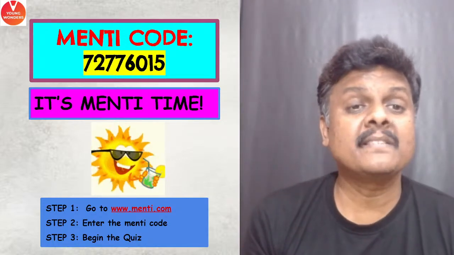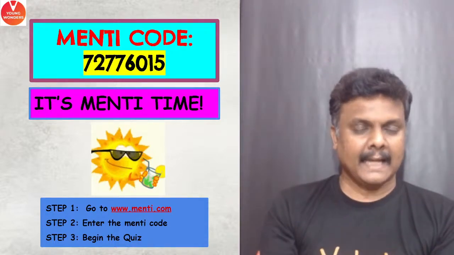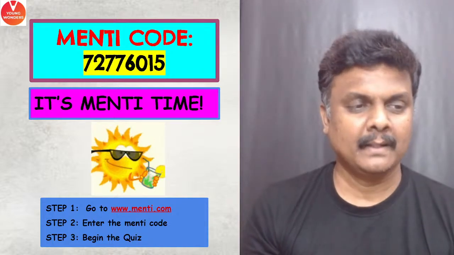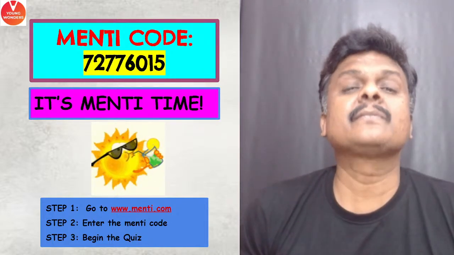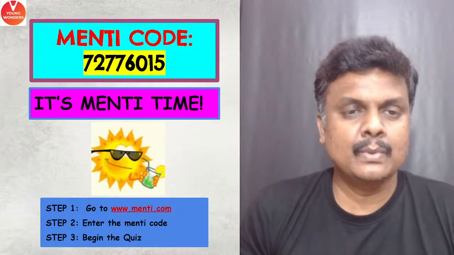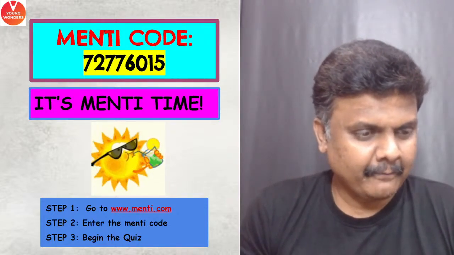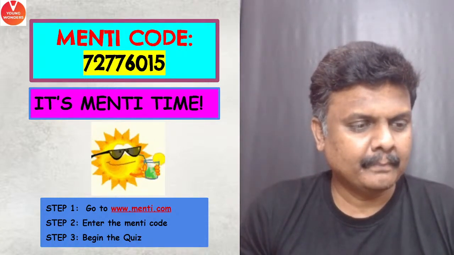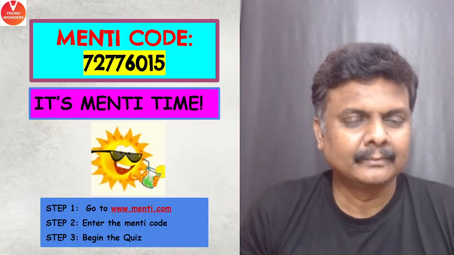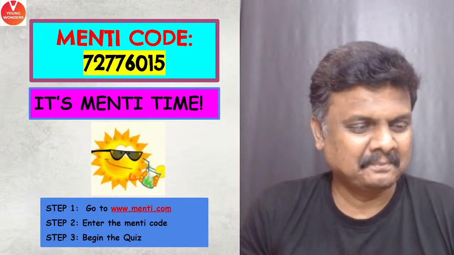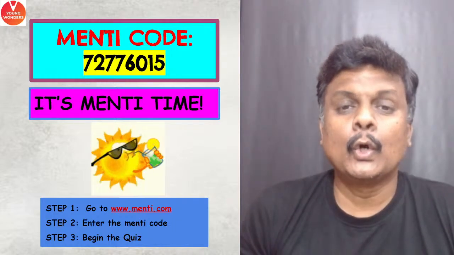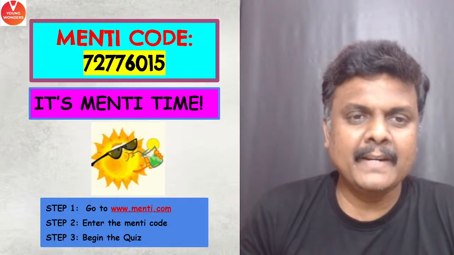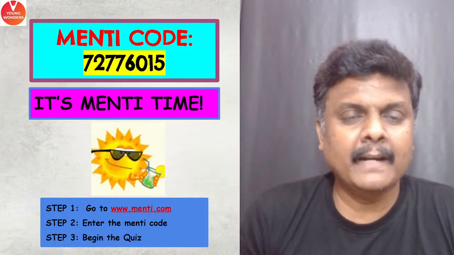So guys, please open a separate browser window. Type www.menti.com, M-E-N-T-I, menti.com. And type this code: 7277-6015. Great, Kalash. No problem. Hi, Aparna. So go to the website menti.com. It will say please enter the code. Type this code: 7277-6015.